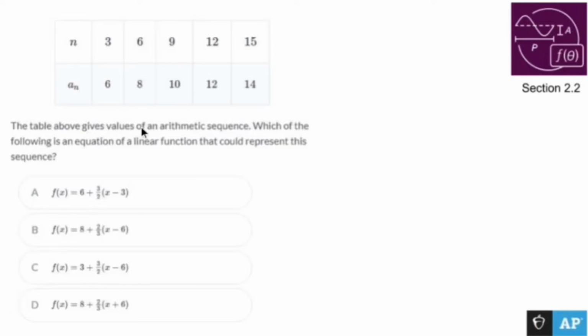The table above gives values of an arithmetic sequence. Which of the following is an equation of a linear function that could represent the sequence? So what we have going on here is point slope form. If you remember from back in the day, point slope form looked like this: y minus y sub 1 equals m times the quantity x minus x sub 1. But this is a slight manipulation.